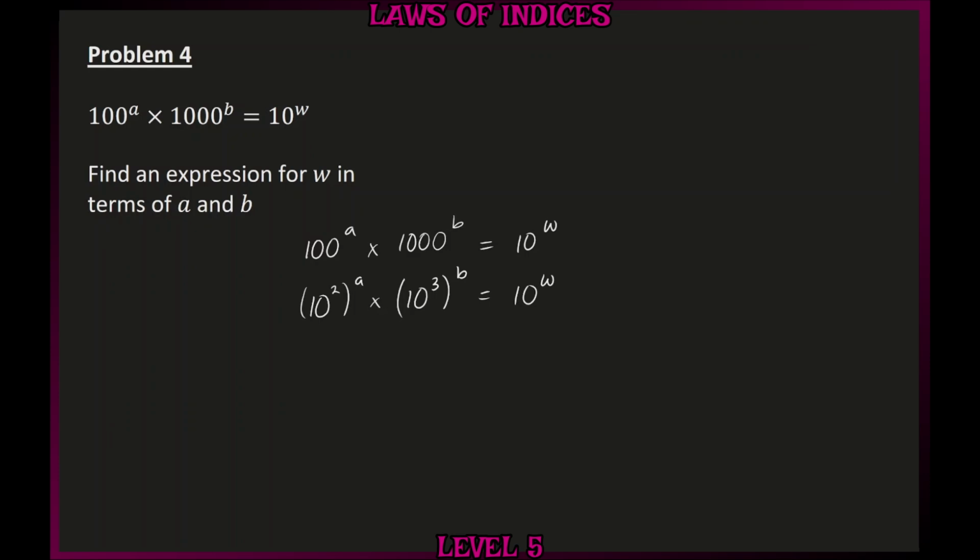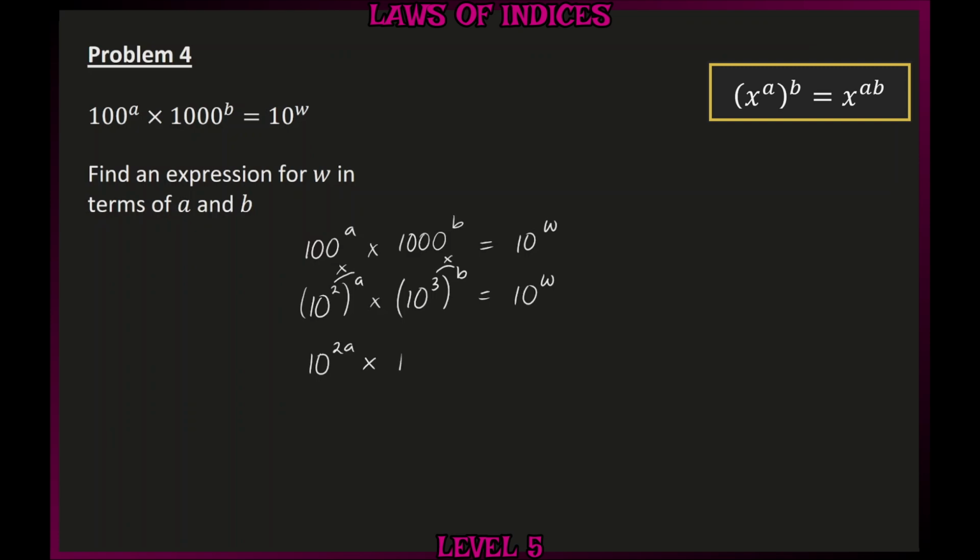Now, since on the left-hand side of the equation we're raising powers to powers, we're going to use this law, which tells us that to simplify, we multiply the powers together. So starting with 2 times a, we have 10 to the power of 2a, multiplied by 3 times b becomes 3b, so we have 10 to the power of 3b is equal to 10 to the power of w.